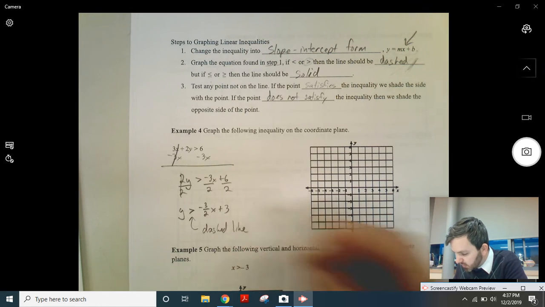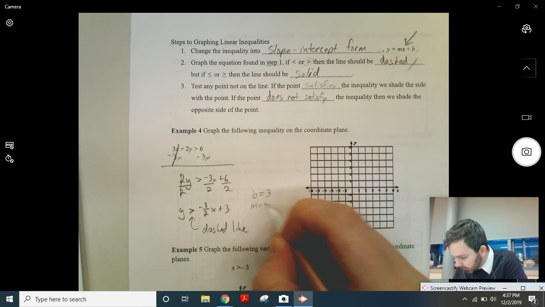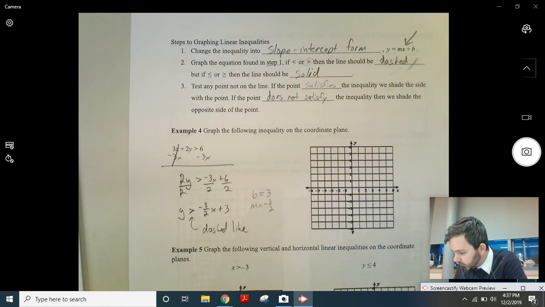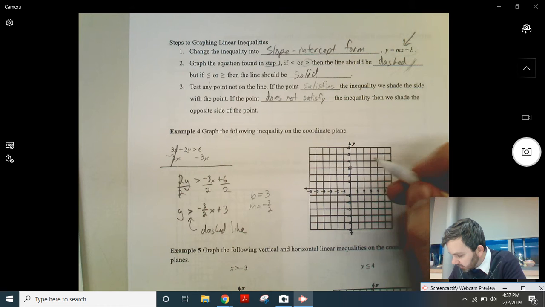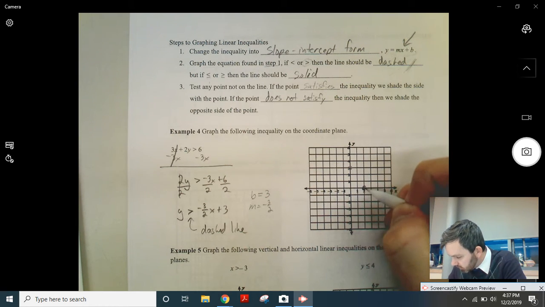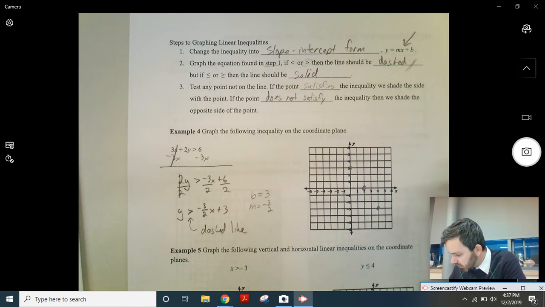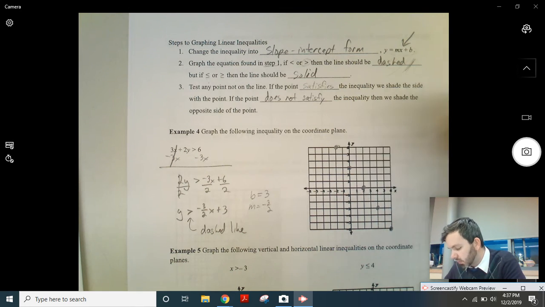So the 3 is my y-intercept. So my b is equal to 3, and my m, my slope, is negative 3 over 2. So I'm going to put my b here at 3. My slope is negative 3 over 2. So I'm going to go down 3, 1, 2, 3, right 2. Same thing again. Down 3, right 2. And we can do the same thing one more time. Down 3, right 2. And let's do the same thing going the opposite way. So we're going to go up 3, left 2. We have some really nice points there.